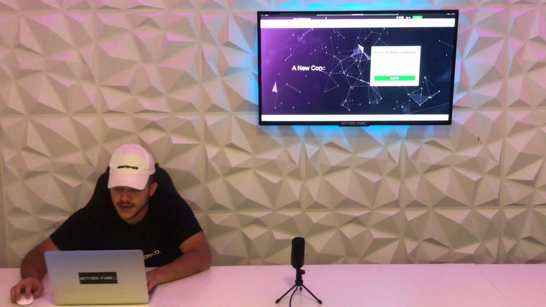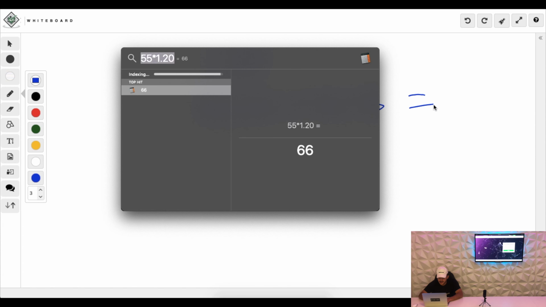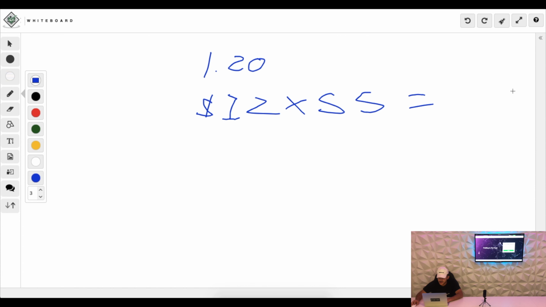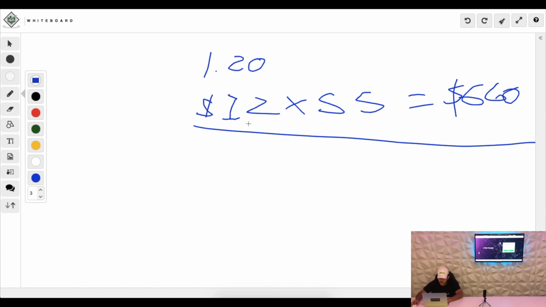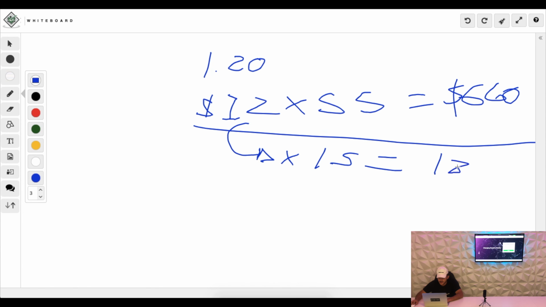So you can simply do the math. If your lot size was 1.20, that was $12 a pip. If you get 55 pips, that is $660. Or if our stop loss was hit, that was gonna be times 15, and you would have lost $180.